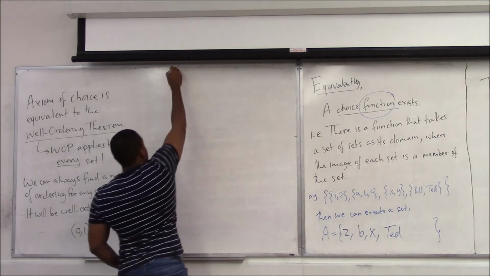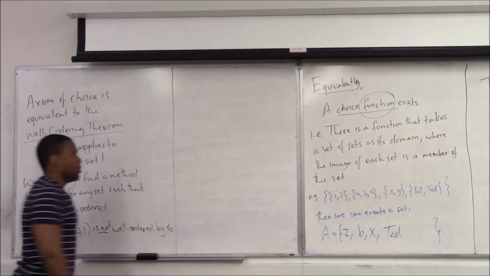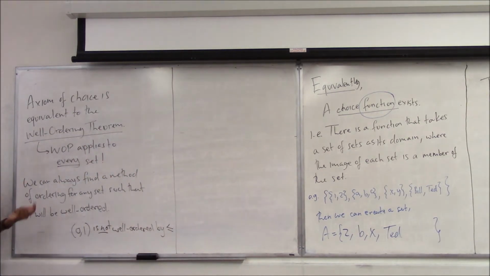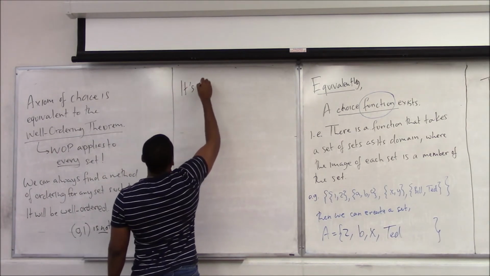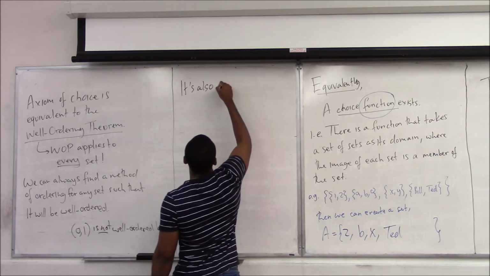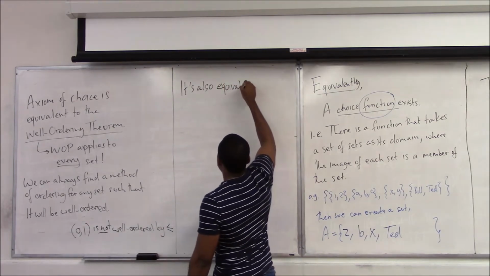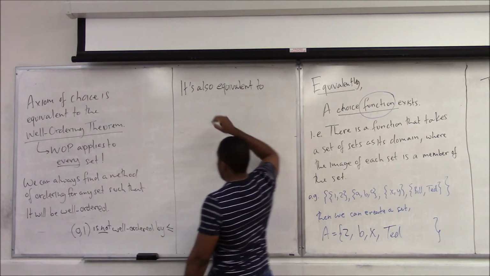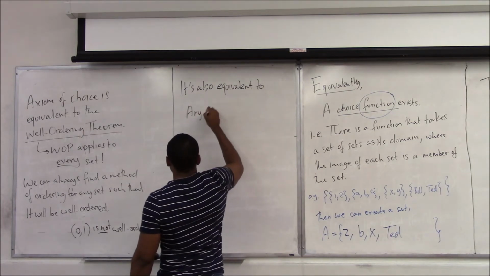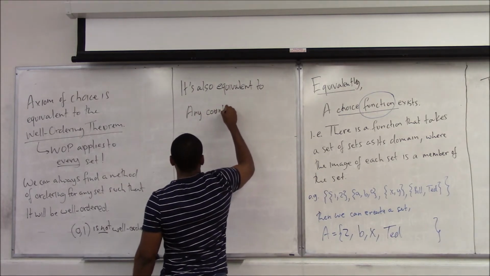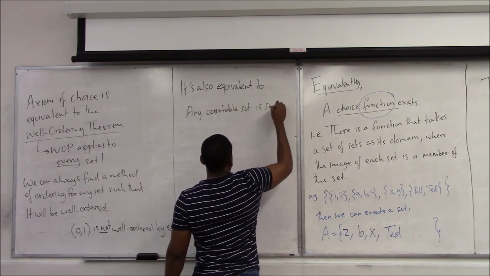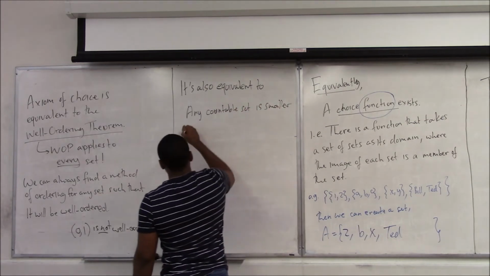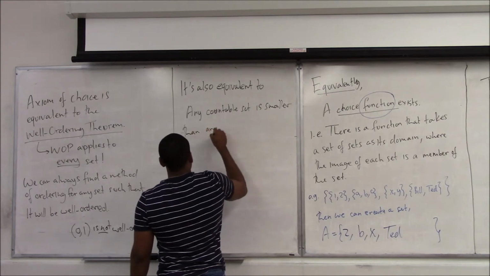Right? So you have the axiom of choice equivalent to that, which is crazy. It turns out that it's also equivalent to other things that seem clear, or should seem clear if you get certain things. Like any countable set is smaller than any uncountable set.